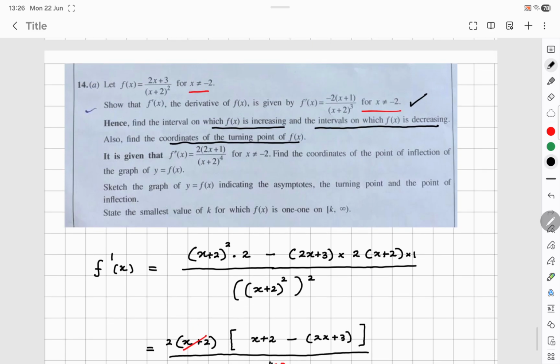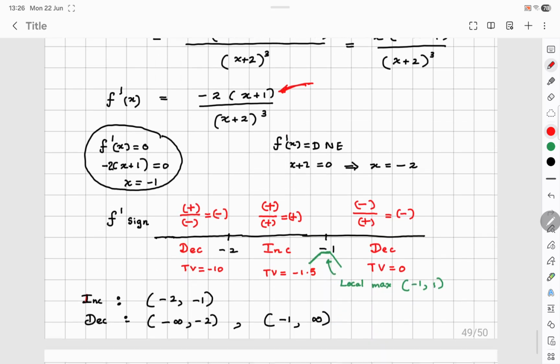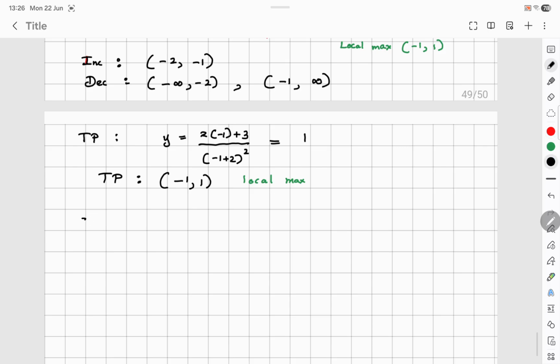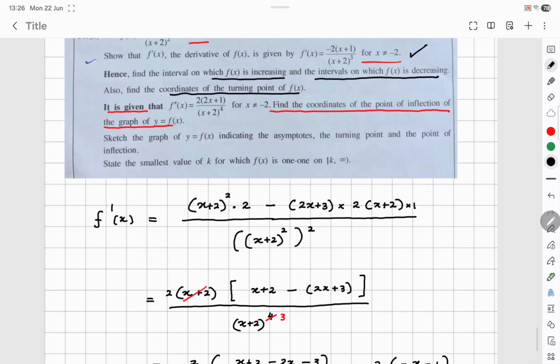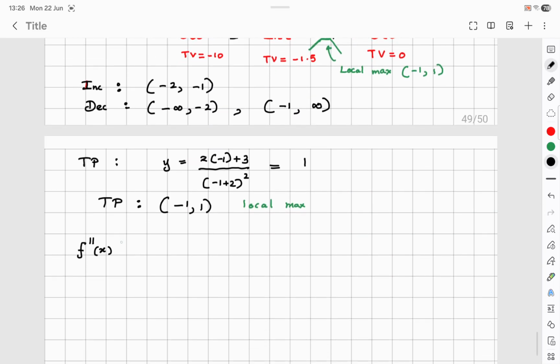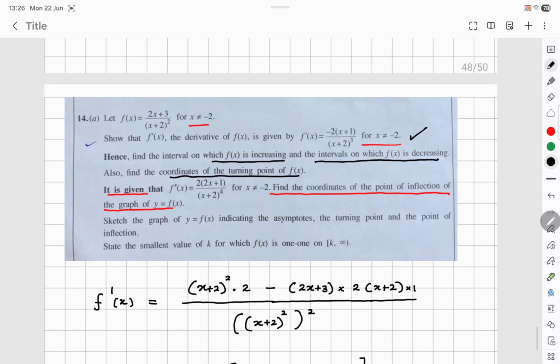Okay, then what is given? It is given that the second derivative is 2 into 2x plus 1 over x plus 2 raised to 4, again x is not equal to -2. Find the coordinates of the point of inflection of the graph, right?